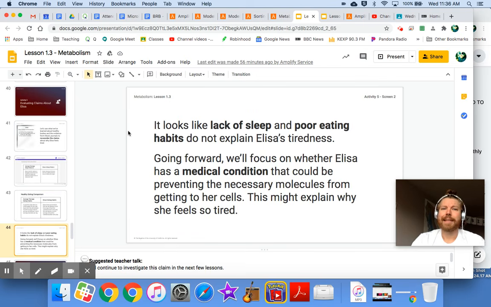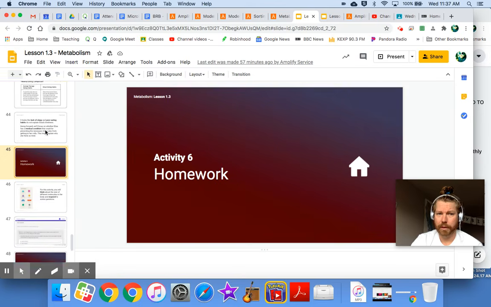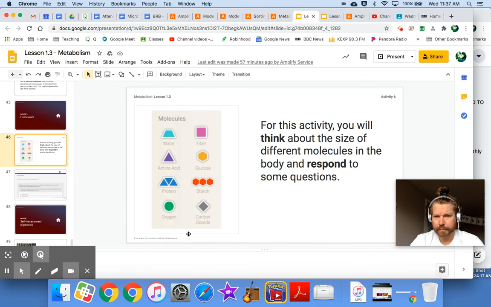So it looks like a lack of sleep and poor eating habits do not explain her tiredness. So what we're going to do is focus on whether or not she has a medical condition. We're going to explore some of these medical conditions. We're going to look at what's going on in Elisa and try to identify, using the simulation, why she might be feeling tired. Let's move on to the homework now.